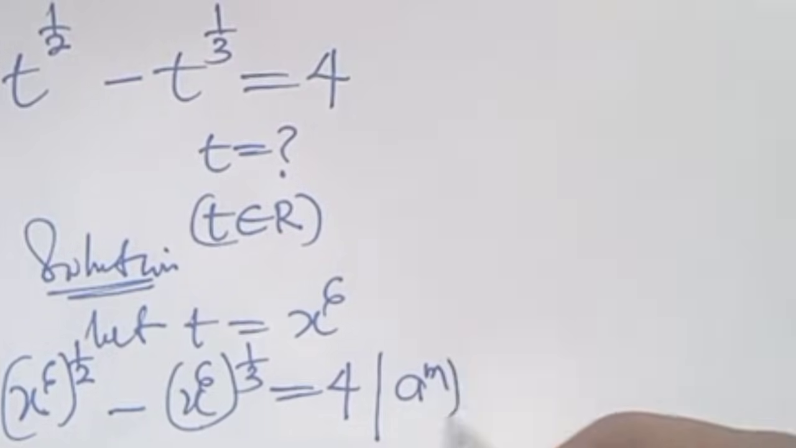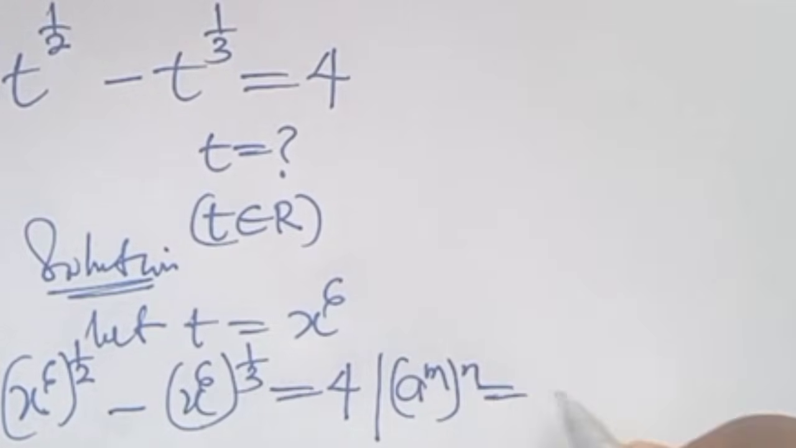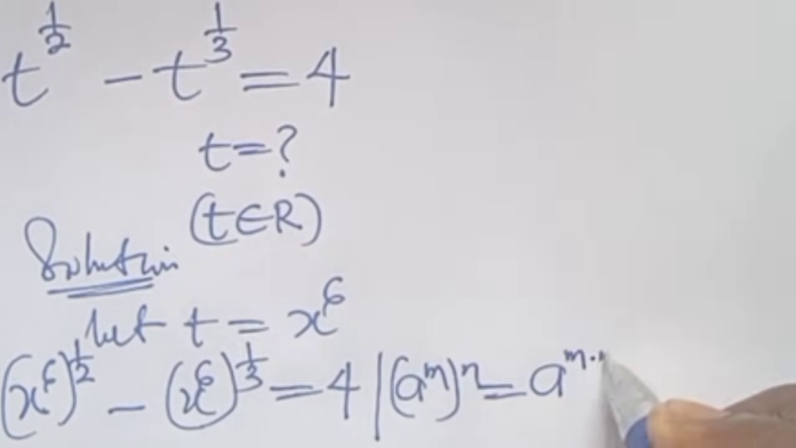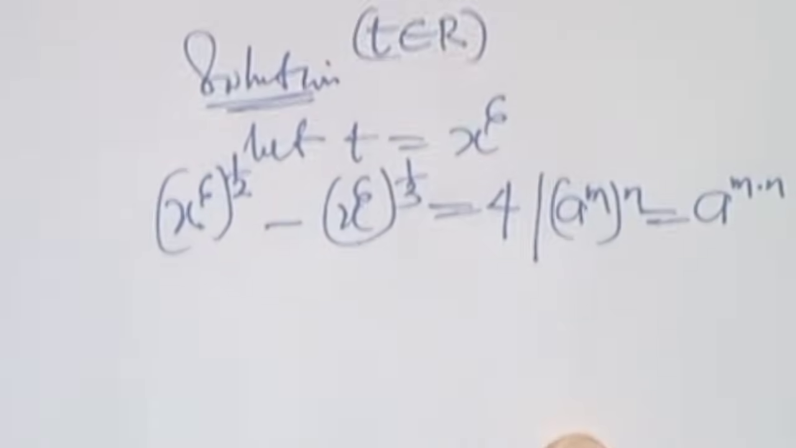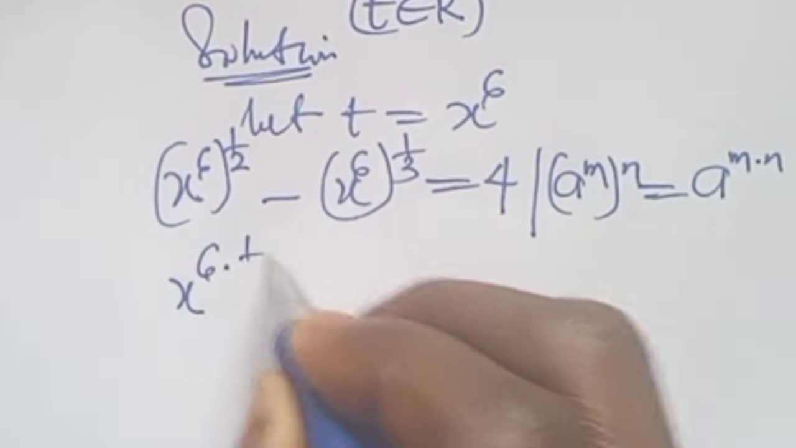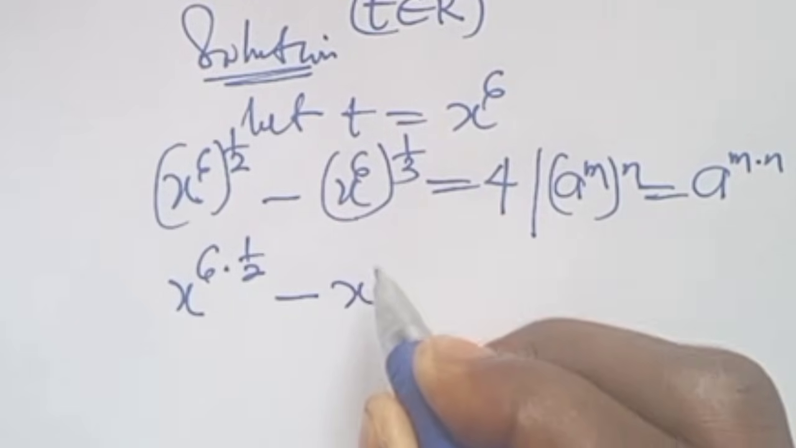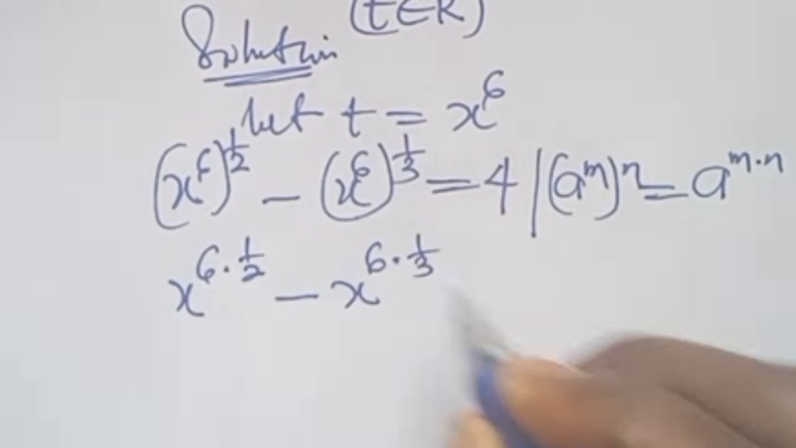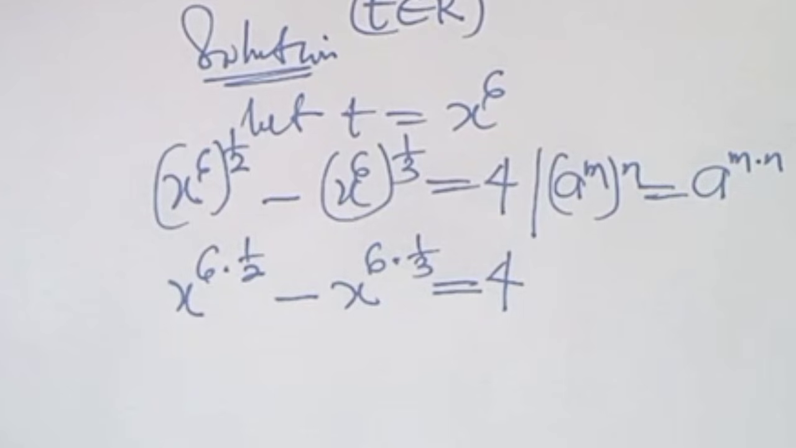But a to the power of m to the power of n can be represented as a to the power of m times n. So the next line becomes x to the power of 6 times 1 over 2 minus x to the power of 6 times 1 over 3, everything equals to 4.